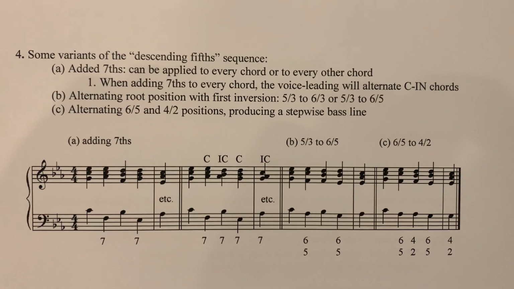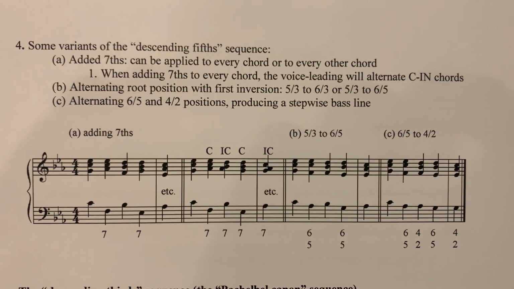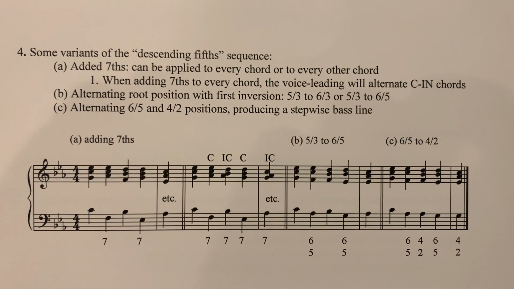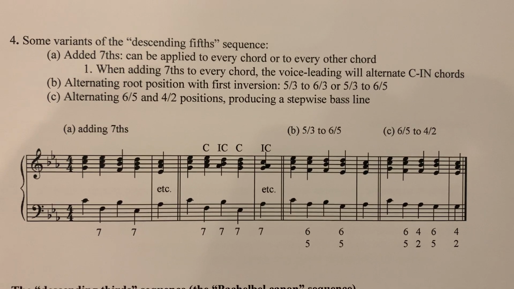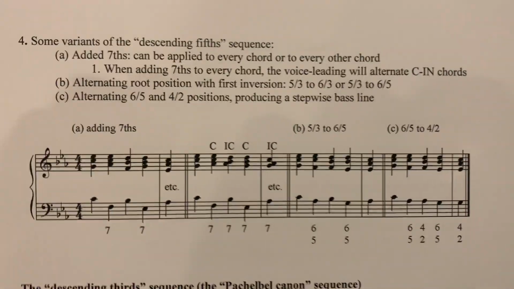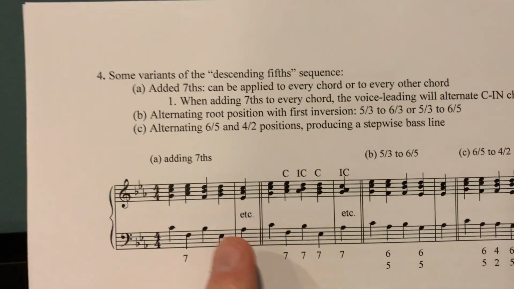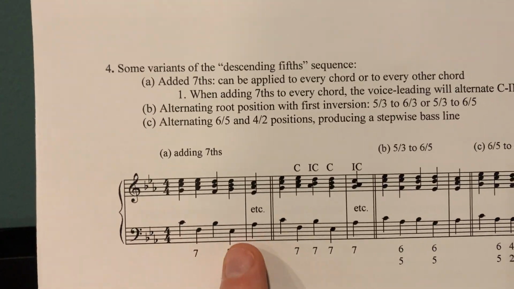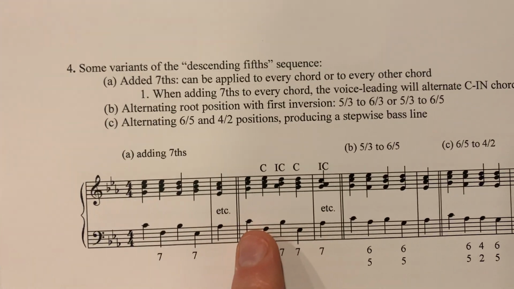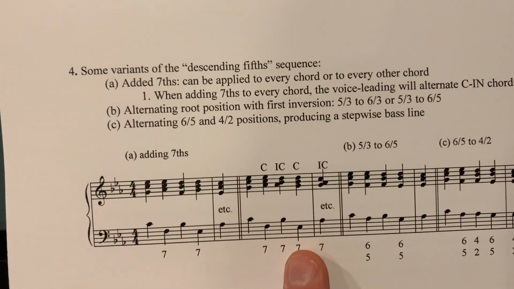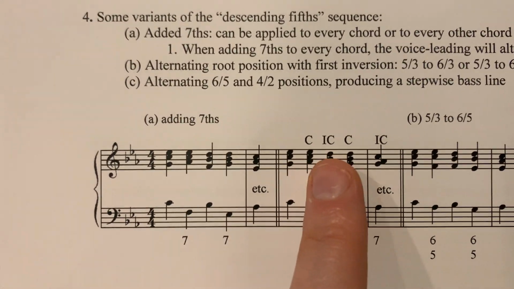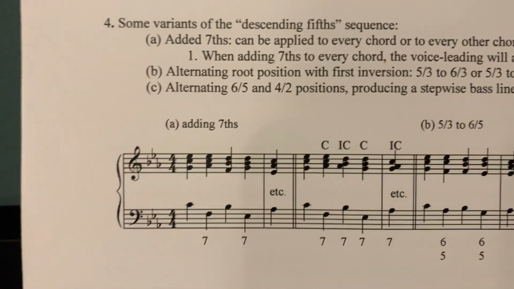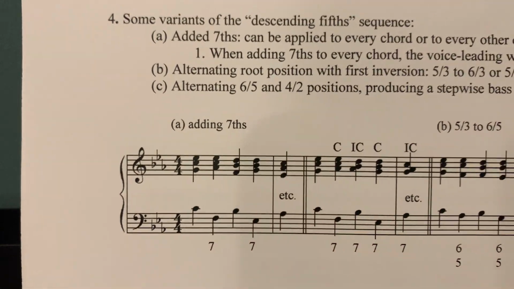We have a bunch of variants that involve whether or not we add a 7th to the chord. We can add 7ths, or we can also invert chords. So I've just shown you a few of the options here. This first one, I've added 7ths to every other chord. This one here, I've added 7ths to every single chord. If you do that, by the way, you will get an alternation of complete and incomplete chords. So you'll have, like, this one is lacking the 5th.